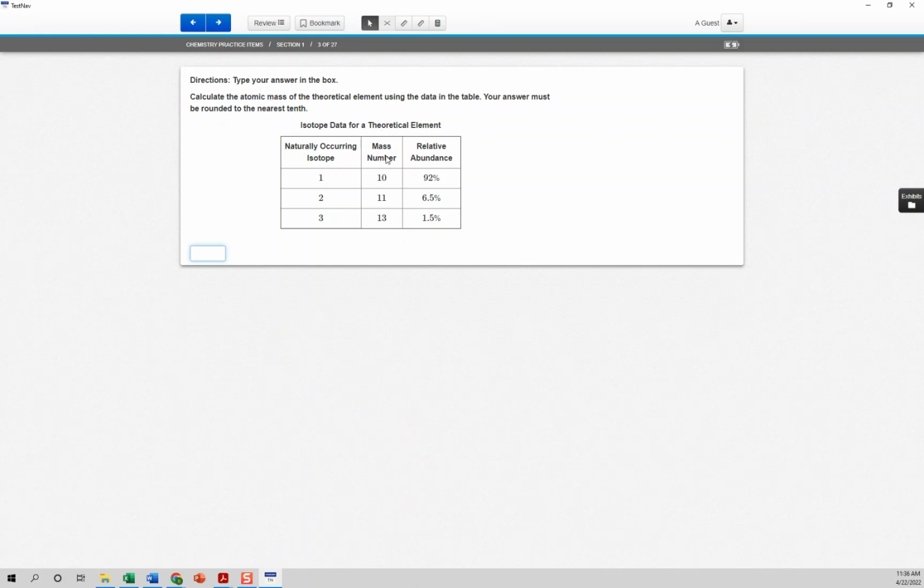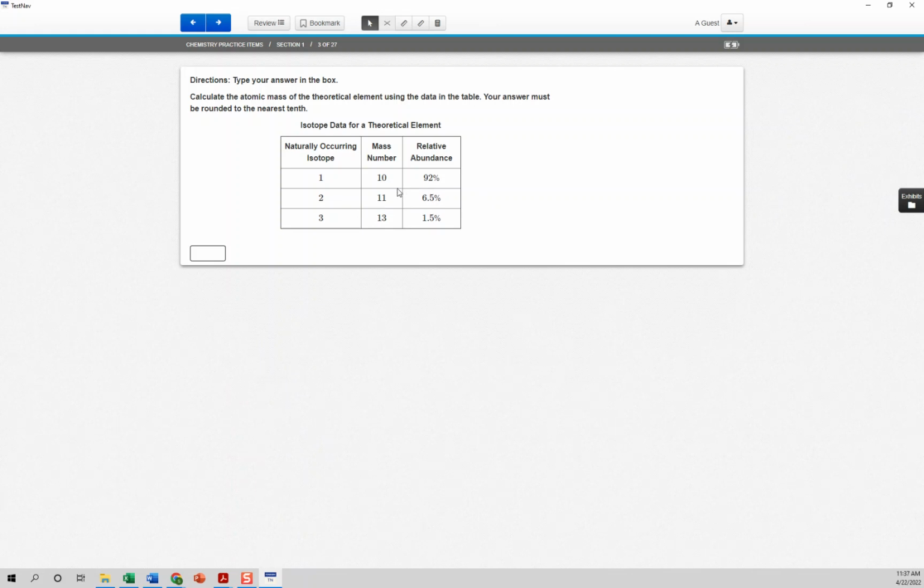To calculate average atomic mass, we take the mass number of the isotope and multiply it by its percent abundance, and we do it for each one. So I'm going to do 10 times 0.92, 11 times 0.065, and 13 times 0.015. And then all I have to do is add those up, okay?